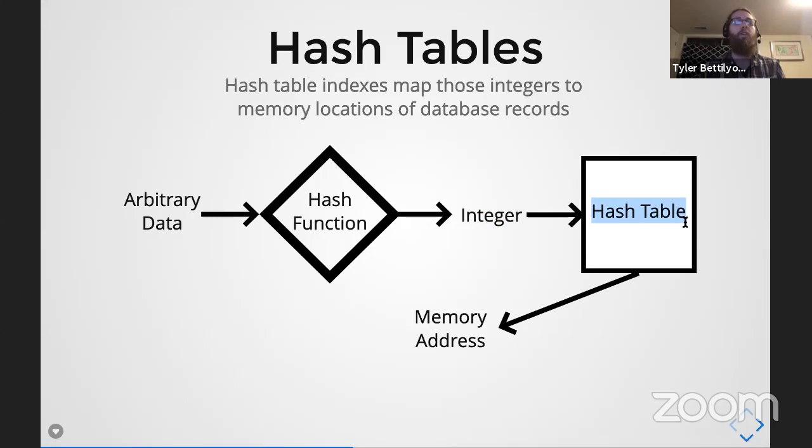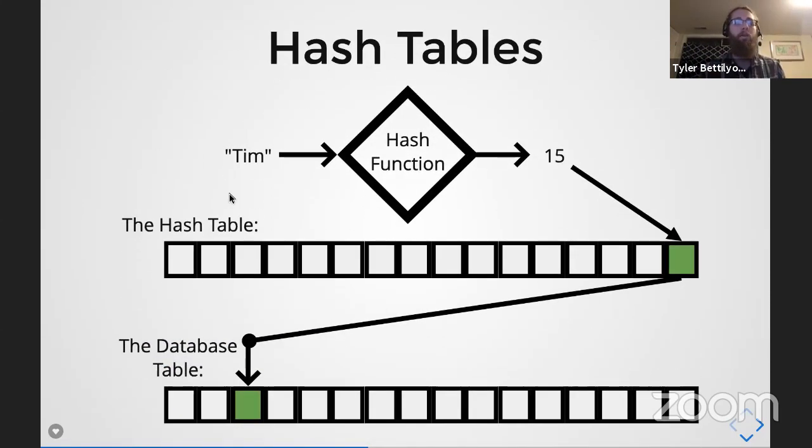So your hash table is a key value pair, essentially, where this integer is the key and the value is the underlying memory address for the record, which is actually in your database on your hard drive. So it looks like this. We ask the hash table, I want to know where Tim's record is. We take that string data, Tim, we run it through our hash function, and let's say the number 15 comes out. And this number 15 is going to be bounded by the amount of space we've already allocated for the hash table. So we allocate that space beforehand.